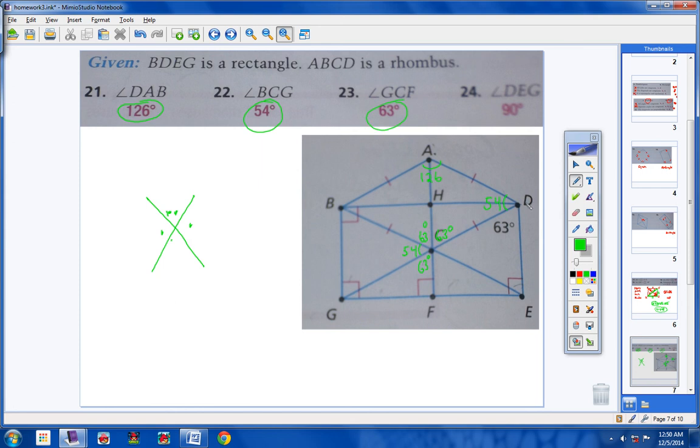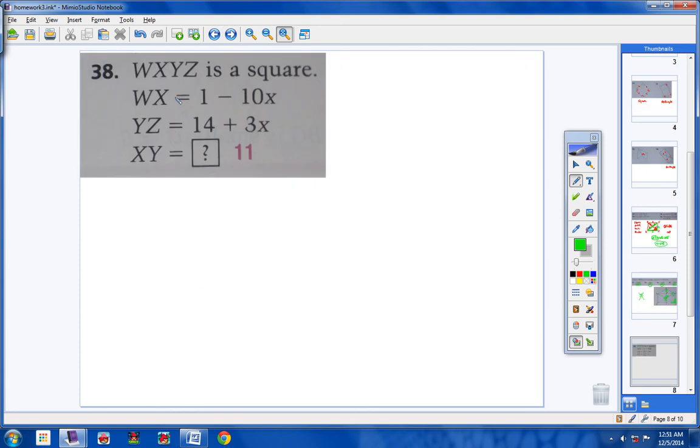And then lastly, we're looking for the angle of DEG. So that's easy. Wow. 90. DEG, this angle right here. Well, that's 90 degrees because we have a rectangle, and rectangles have four right angles. Okay, moving on to numbers 38, 39, and 40.